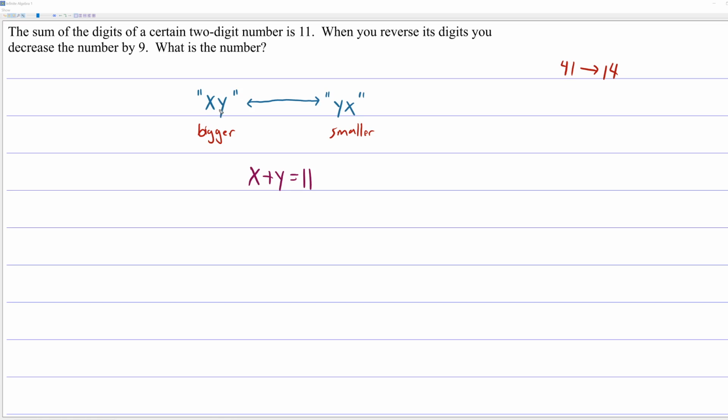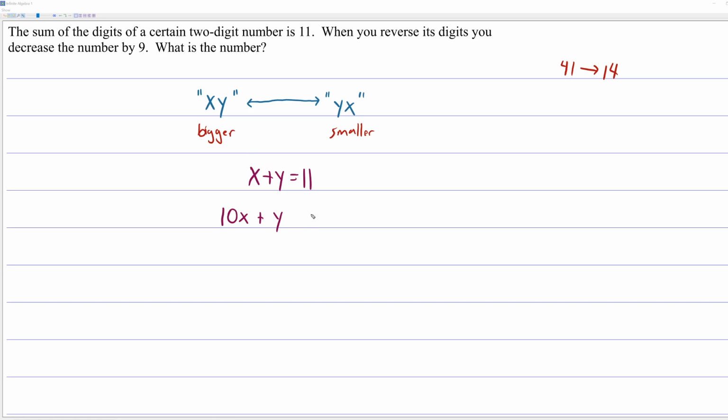Since x came first, followed by y, x is in the tens place, and y is in the ones place. So you may remember doing this in elementary school, of course not with algebra, but what this means is, since x is in the tens place, to write the value of that number, we'd have 10 multiplied by x plus 1 multiplied by y. So 10x plus y is the value of this two-digit number.